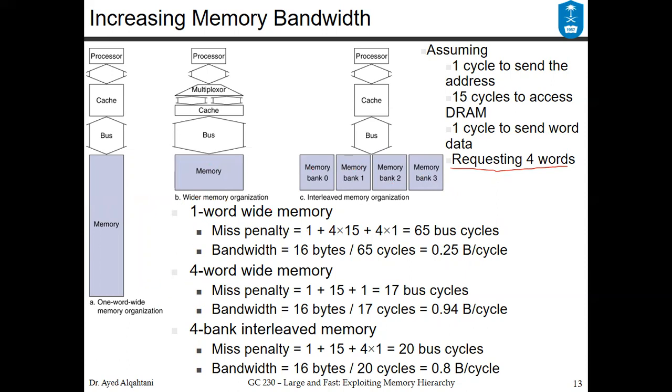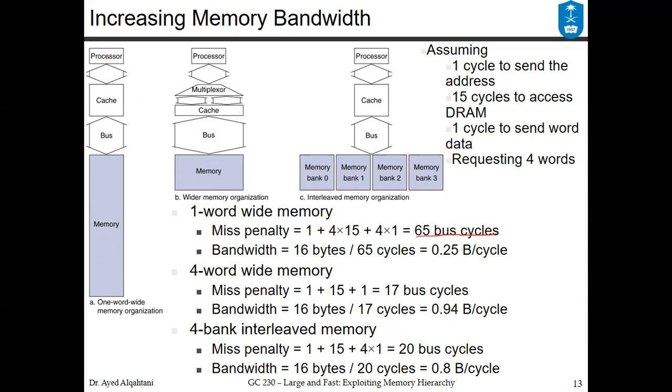So first, the one word wide memory, which is this one. For the miss penalty, what will happen is that you will need one cycle to send the address, and then you need 15 cycles, because you have 4 words that you are requesting to access the DRAM, and the DRAM is actually here. And you also need 4 single cycles to send the word data back. So the total is 65 bus cycles.